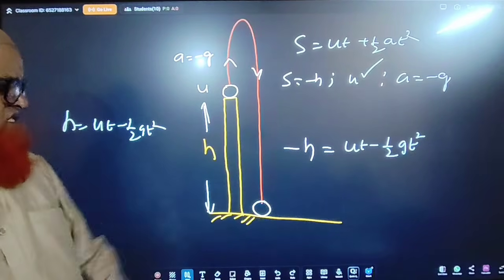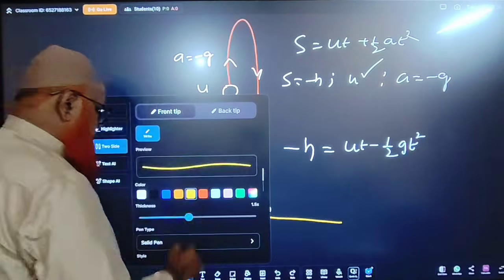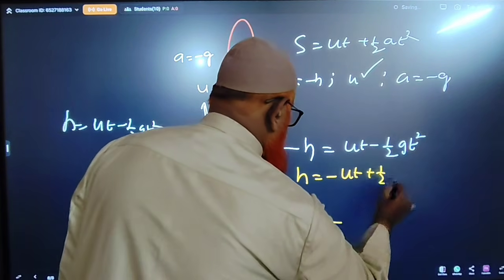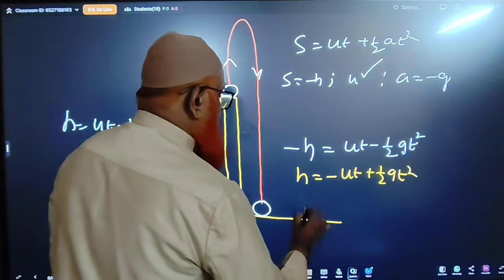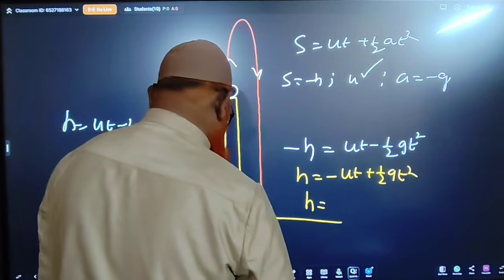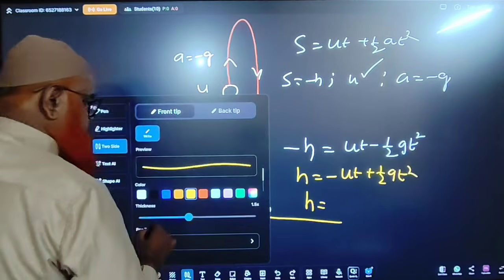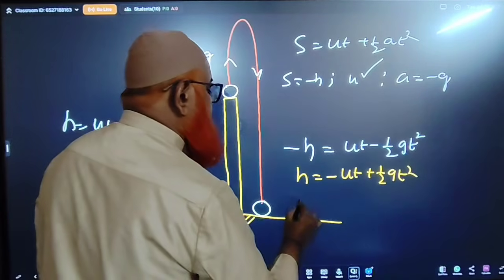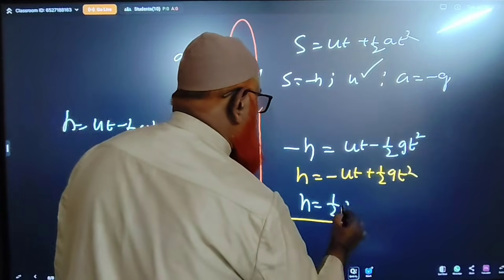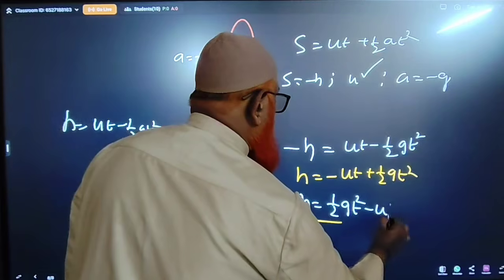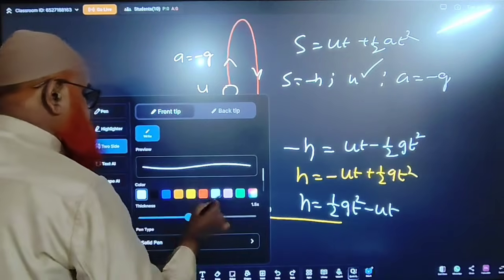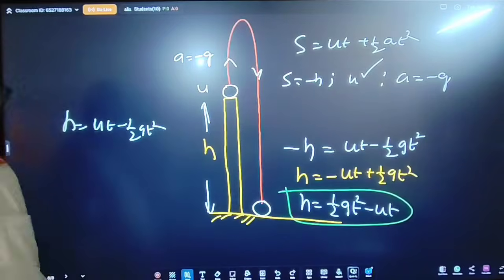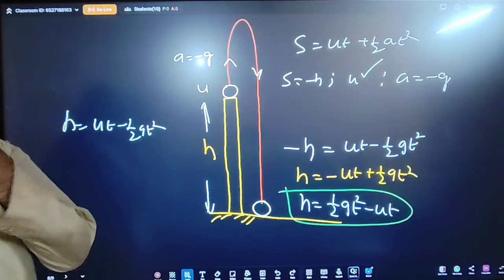So all these changes should be applied in this equation. Now if you send the minus inside, it is going to be minus ut plus half gt square. So what is going to be the final formula here? Let us see. The final formula we get is h is equal to half gt square minus ut. So this is the formula we get now. Hope you are understanding.